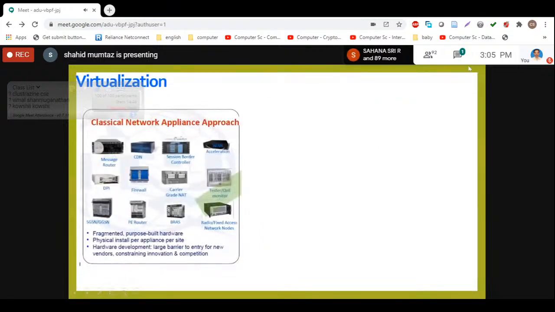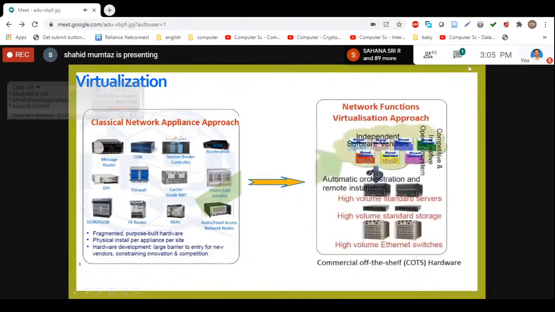So for virtualization, we already know how we do virtualization. We have the classical hardware, and we can virtualize it by using off-the-shelf hardware. That's what we mostly do on the core part. We know this core part and transport part of our telecom, and in the computer lab we can do this very nicely, so I will not go into detail of this.